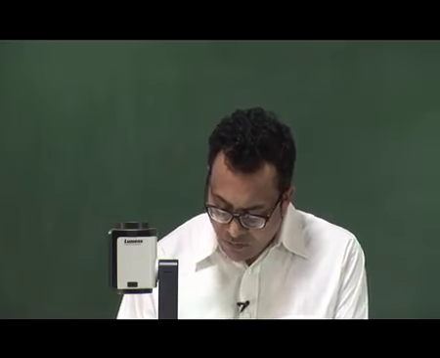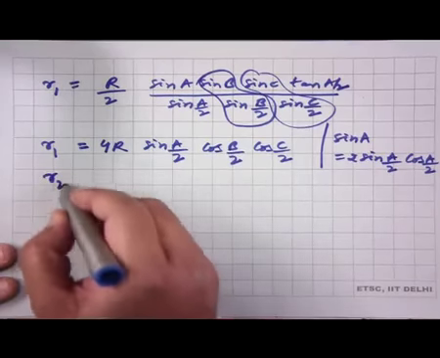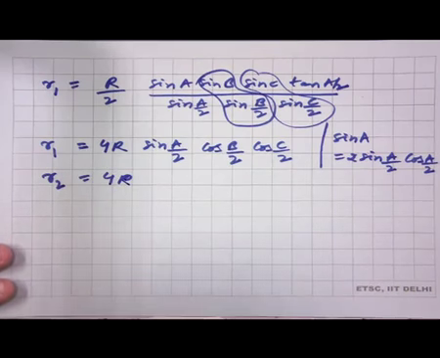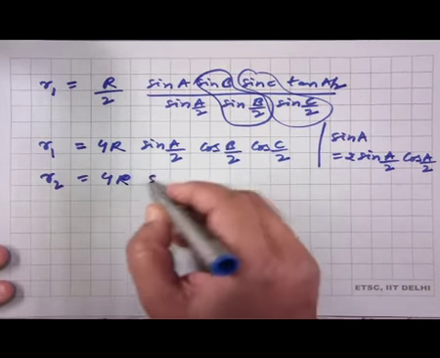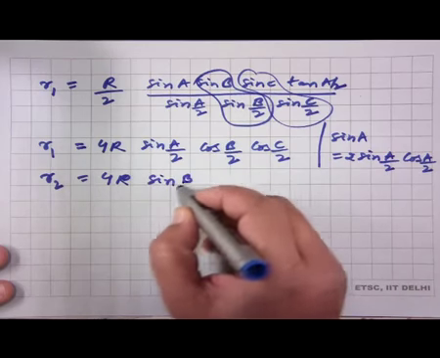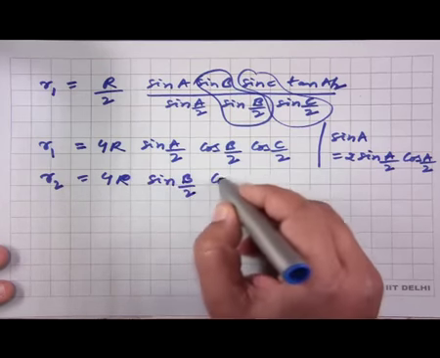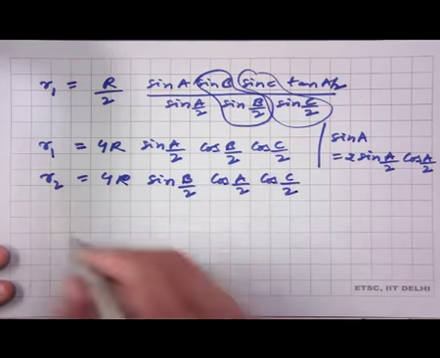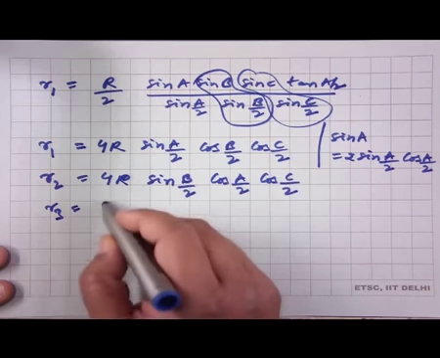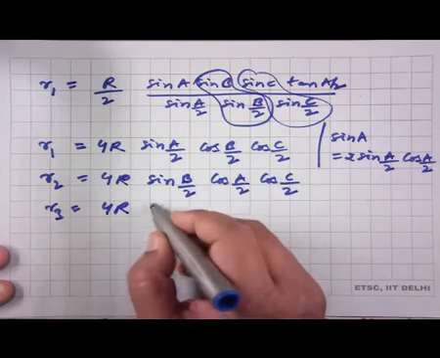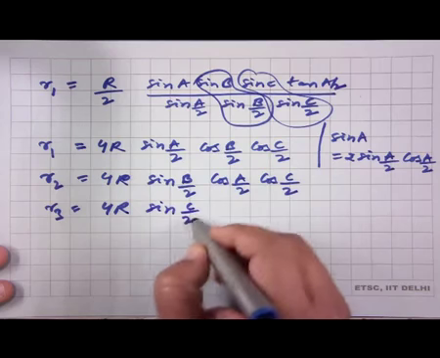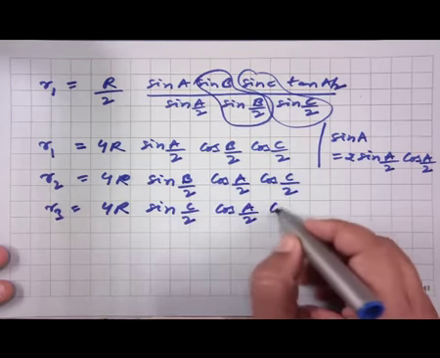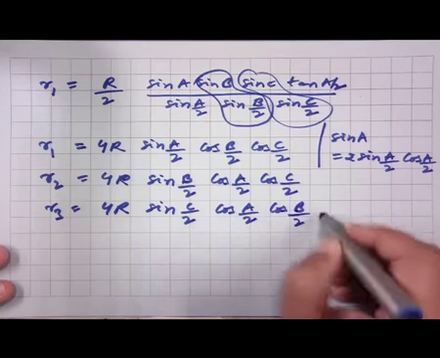So, just like we did it for R1, we can also show that R2 is equal to 4R times sin B by 2 into cos A by 2 into cos C by 2, and R3 is equal to 4R times sin C by 2 into cos A by 2 into cos B by 2.